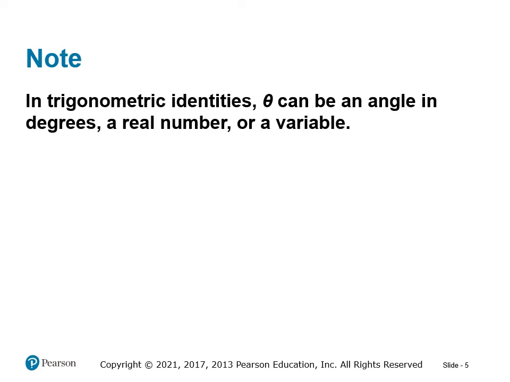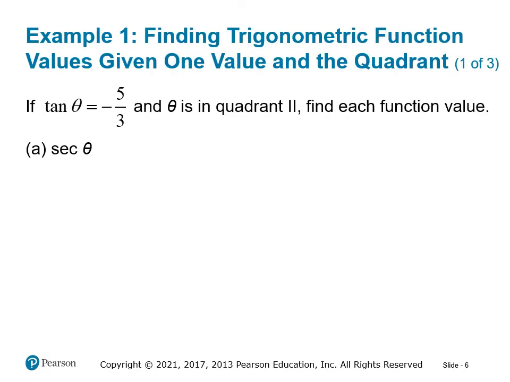In trig identities, theta can be an angle in degrees. It could actually be a real number, or it could be a variable. So we don't really know, and it can represent any of those. So let's look at how we use these identities to find some different function values.